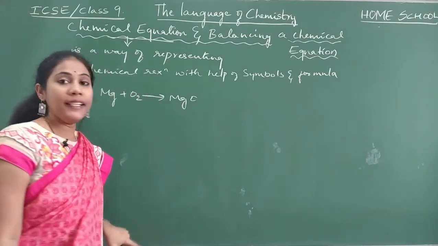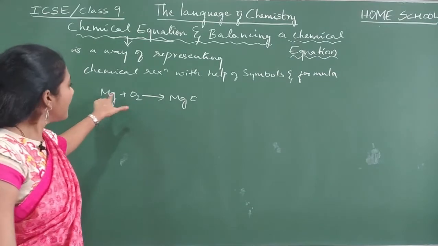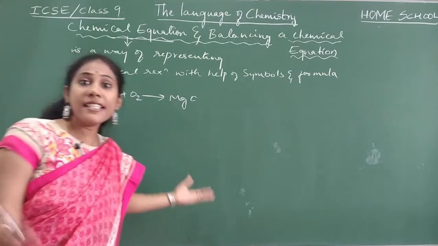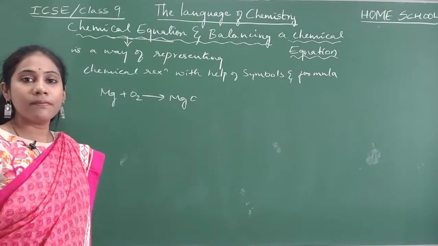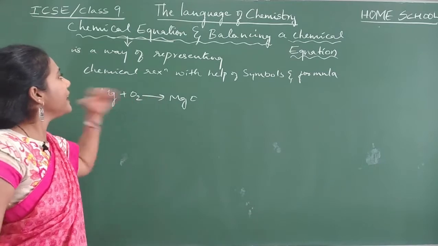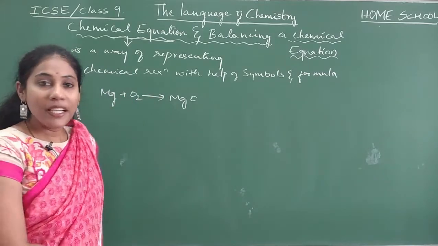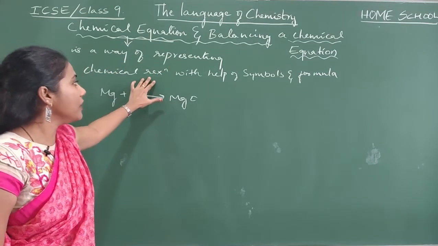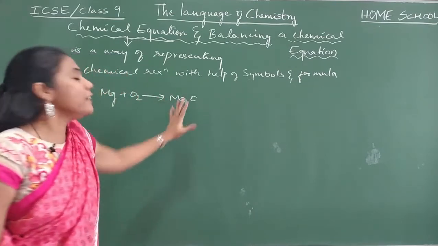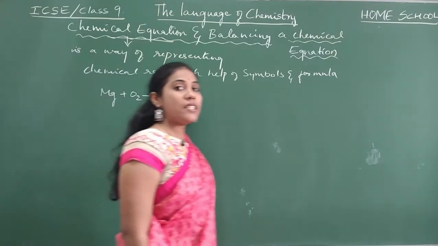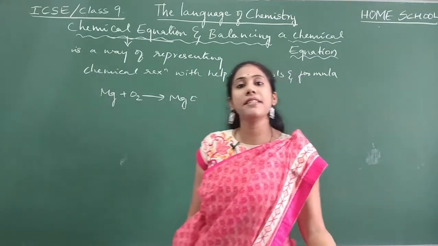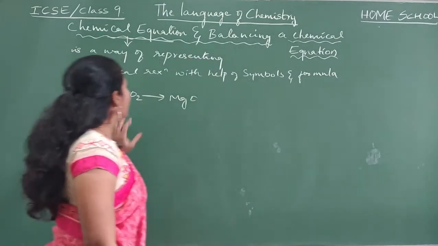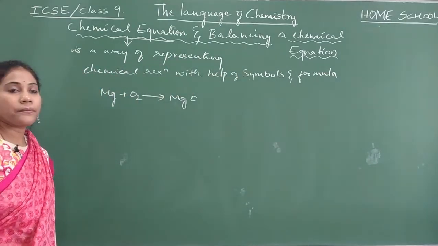Looking at this, what can you say? Oh, Mg might have combined with oxygen, so you got a new substance, MgO. How easily you can understand if I write like this? So that is what we call chemical equation. Now you can read the definition. It is a way of representing chemical reaction with the help of symbols and formulae. So in the previous videos, whatever you learned about symbols and formulae, we are using now. So this is what we call chemical equation.